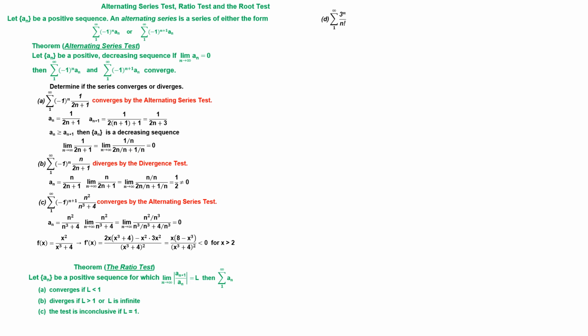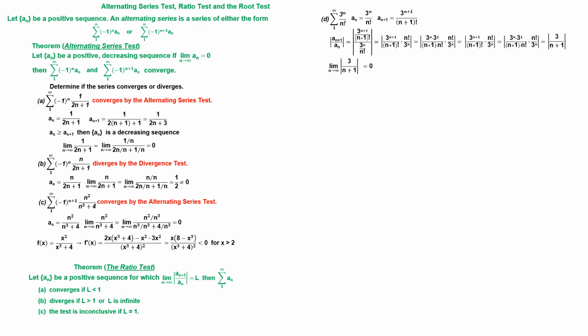To solve item D, we first take note of the expressions of the sequence a sub n and its consecutive term. Second, we find the absolute value of their ratio. Third, we take the limit of the resulting expression by evaluating the limit when n approaches infinity. Because the limit is less than 1, the series converges.